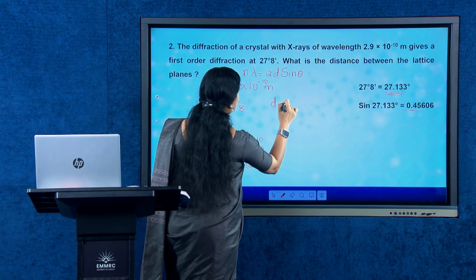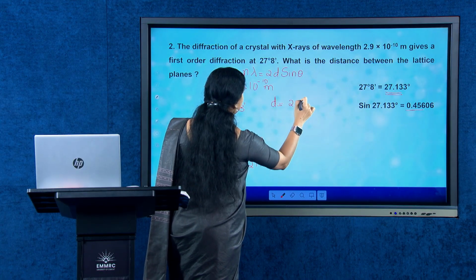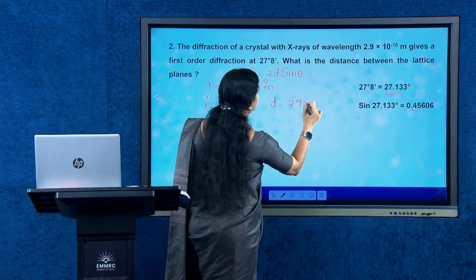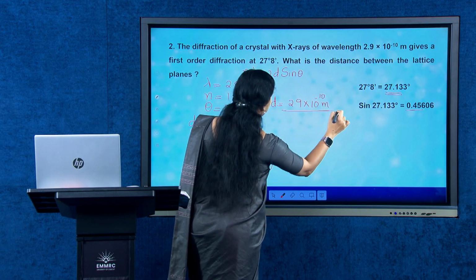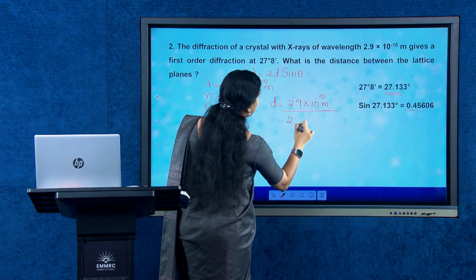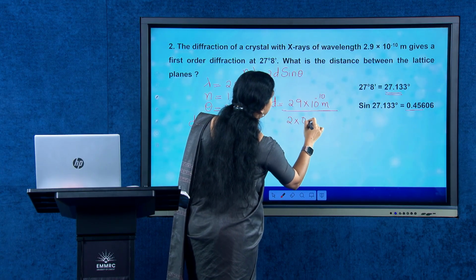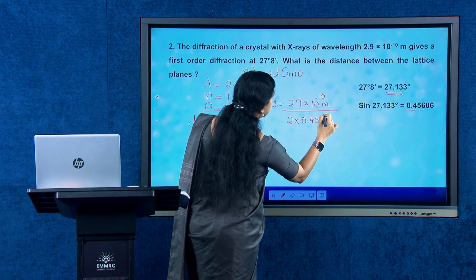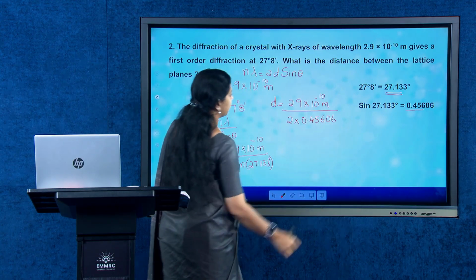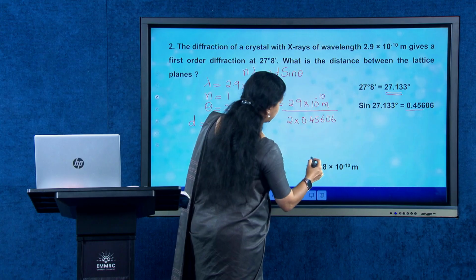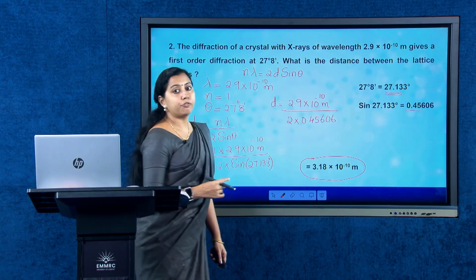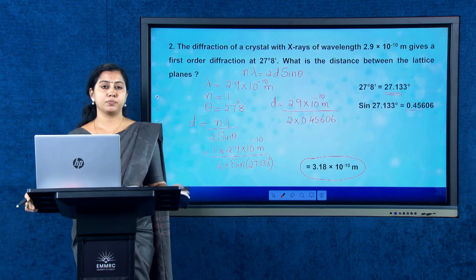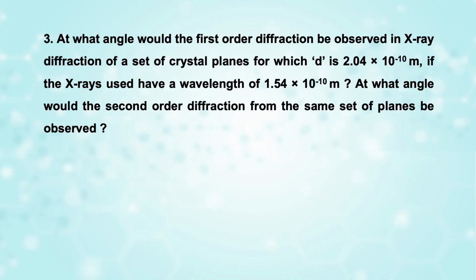So, we get d equals 2.9 into 10 to the power of minus 10 meter divided by 2 into 0.45606. So, this will be equal to 3.18 into 10 to the power of minus 10 meters. Now, we will move on to the third question.